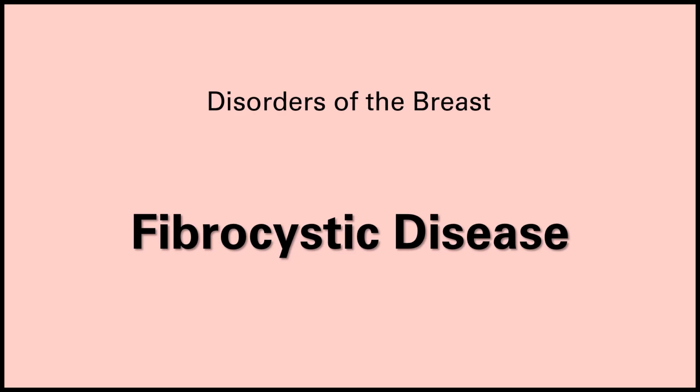typically due to an exaggerated response to hormones. It's characterized by multiple fluid-filled cysts that feel like mobile, well-demarcated lumps within the breast tissue. These cysts are often tender, bilateral, and may increase or decrease in size with the menstrual cycle. Fibrocystic disease is diagnosed with a breast ultrasound, and a fine needle aspiration would produce a straw-colored fluid.